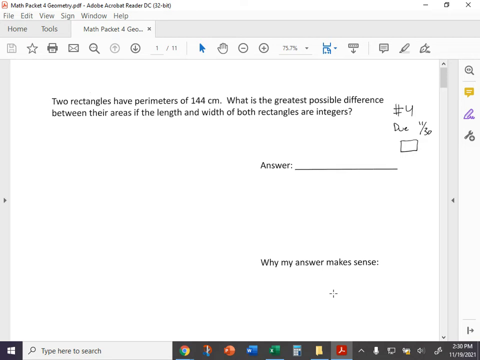Tuesday Geometry, going over math packet number 4 with you. This is due Tuesday the 30th, as you can see there.